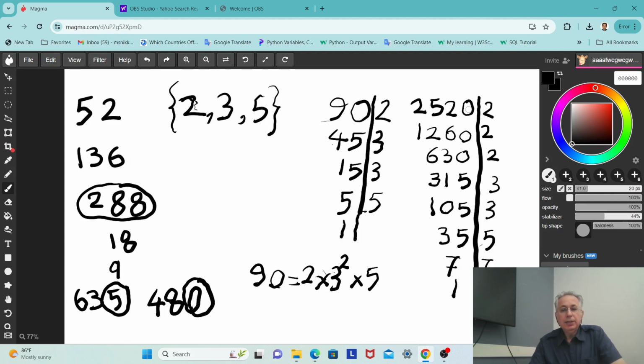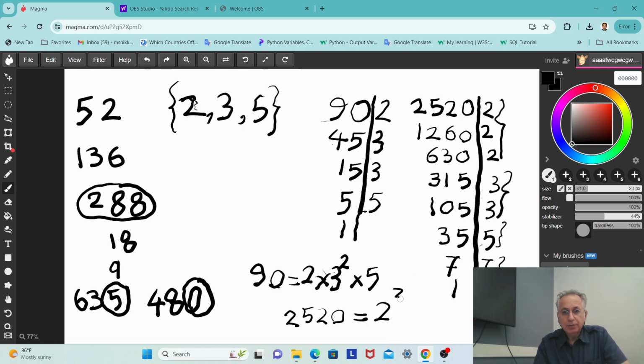2520 has already been decomposed to its prime factors: 2 to the power of 3, 3 to the power of 2, 5, and 7. This means that 2520 equals 2 to the power of 3 times 3 to the power of 2 times 5 times 7. Well done. Now you know how to decompose a number to its prime factors.